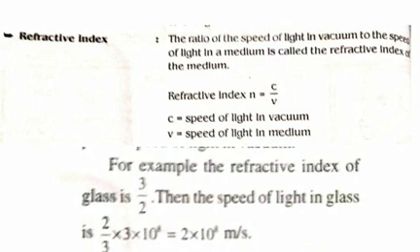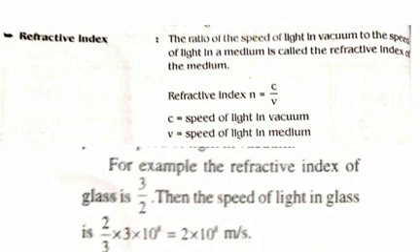The speed of light in vacuum is denoted by c, and let v be the speed of light in a certain medium. Then the ratio of the speed of light in vacuum to the speed of light in that medium is defined as refractive index. It is denoted by n. It is called absolute refractive index. So we can write the formula of refractive index like this also: absolute refractive index equals speed of light in vacuum by speed of light in medium.